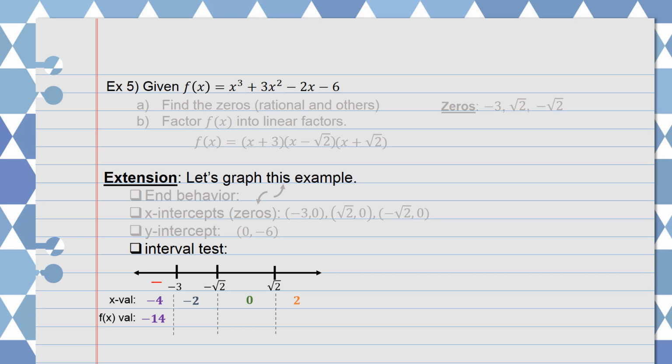The next region, when x is -2, y is +2. Since it's positive, the graph will be above the x-axis. When x is 0, y is -6. Since it's negative, it will be below the x-axis. When x is 2, y is 10, which means it will be above the x-axis.